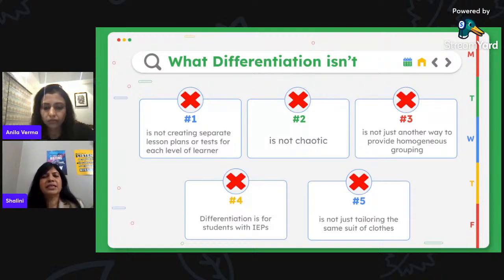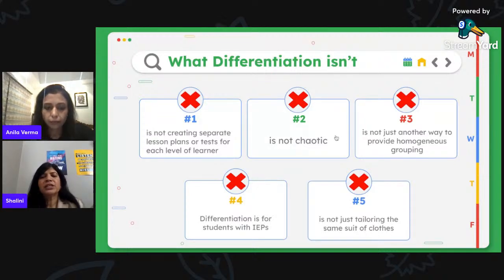The third one says differentiation is not just another way to provide homogeneous grouping. Like I talked about in the first point, we should not make the groups always in the same way, or put all good ones together or all weaker ones together. That will not help in learning. Number 4 says that differentiation is for students with only the individual educational plans, or only for the learners who are struggling. Differentiation can help each and every learner in the class if we plan the activities to challenge them enough, which will help them to get engaged in the activities and move forward from where they are now.